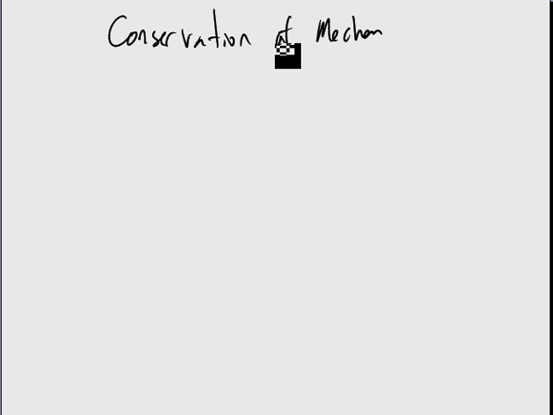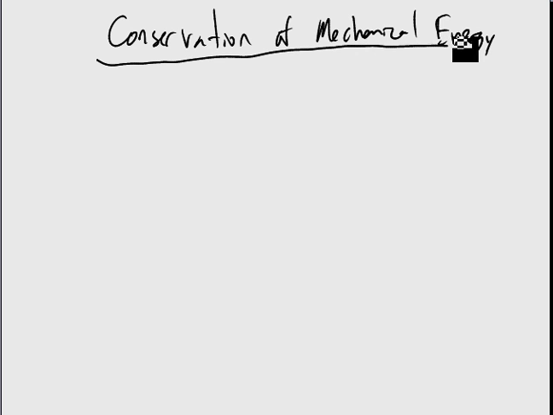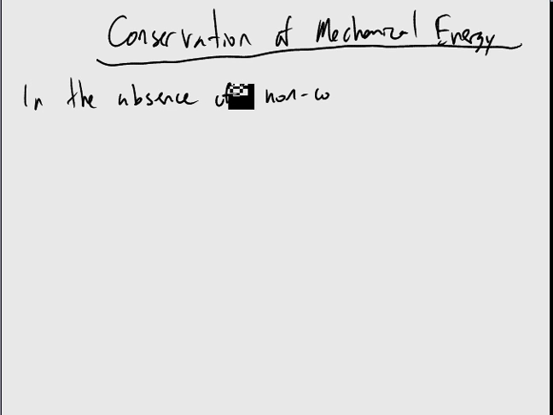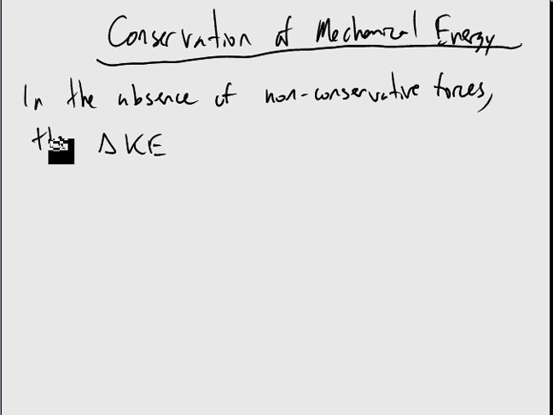In this video, we'll introduce the conservation of mechanical energy, which is really formalizing something that we kind of already know. It just states that in the absence of non-conservative forces, so that would be like friction or like a person pushing something, then the change in kinetic energy plus the change in potential energy of an object is equal to 0 joules.